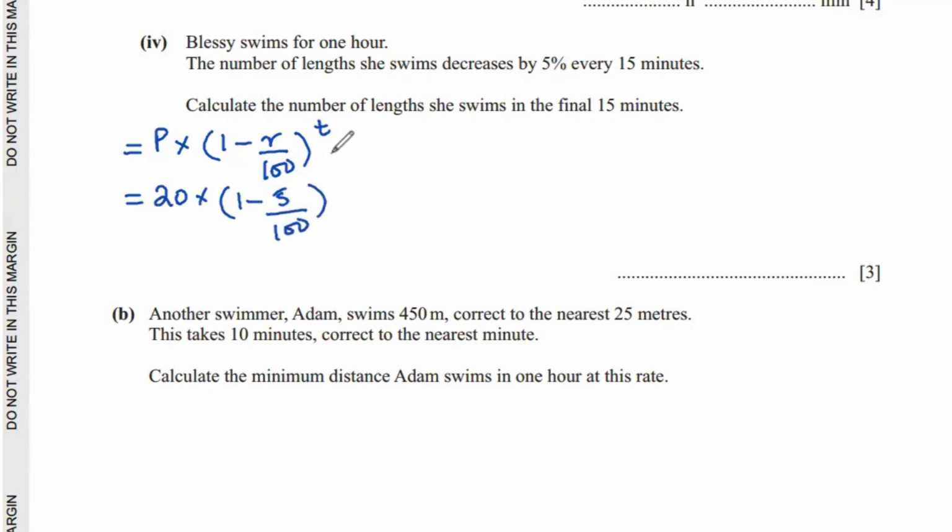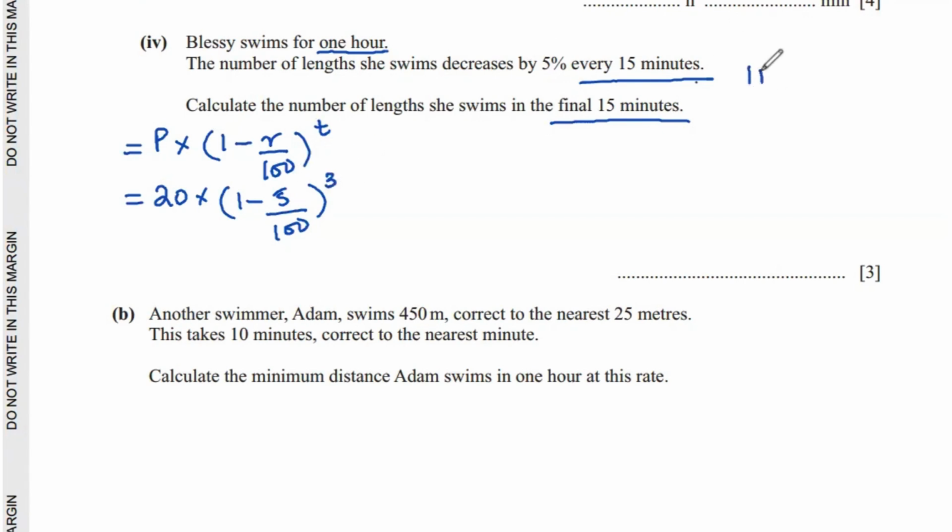Now for the value of t, we know that she's swimming for 1 hour. It's decreasing by 5% every 15 minutes. They want us to calculate the number of lengths she swims in the final 15 minutes. So that means we are talking about the first 15 minutes, second 15 minutes, and the third 15 minutes. Because once we've calculated the number of lengths after the third 15 minutes, then we know how much she'll be swimming in the last 15 minutes of that 1 hour. Hence, t will be 3.